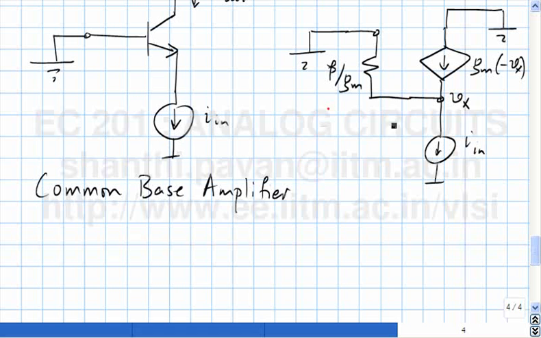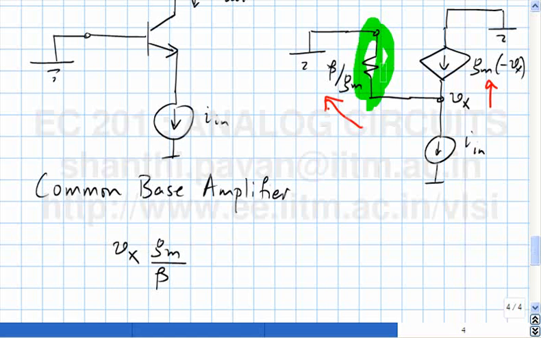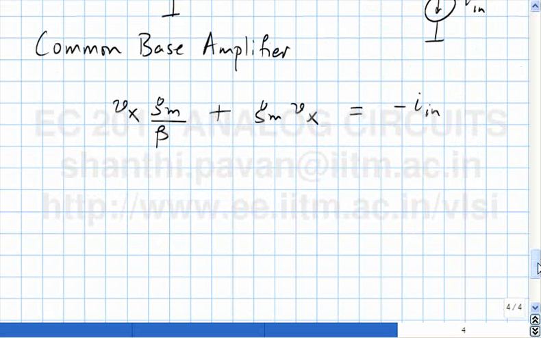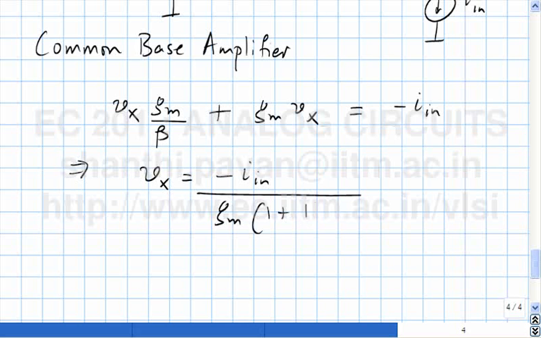So the current flowing in this direction is Vx times Gm by beta. That is the current flowing through this path. The current flowing through this path in this direction is plus Gm times Vx, and this must be equal to minus In, which means that Vx equals minus In divided by Gm times (1 plus 1 by beta). This is a useful expression because from this we can find the input impedance later.